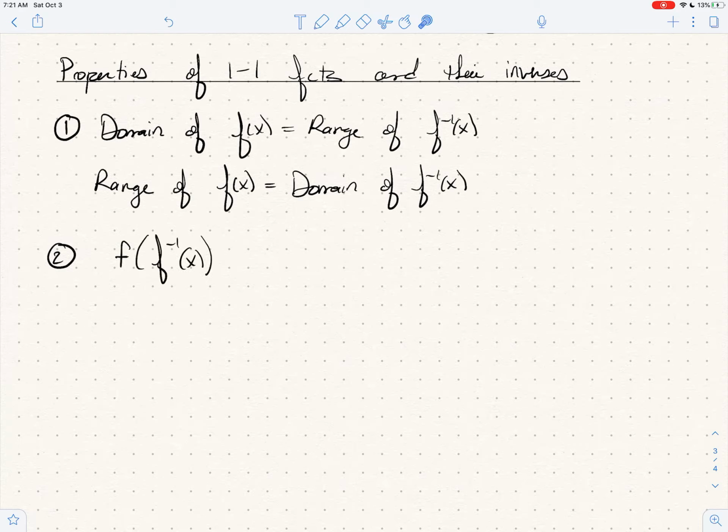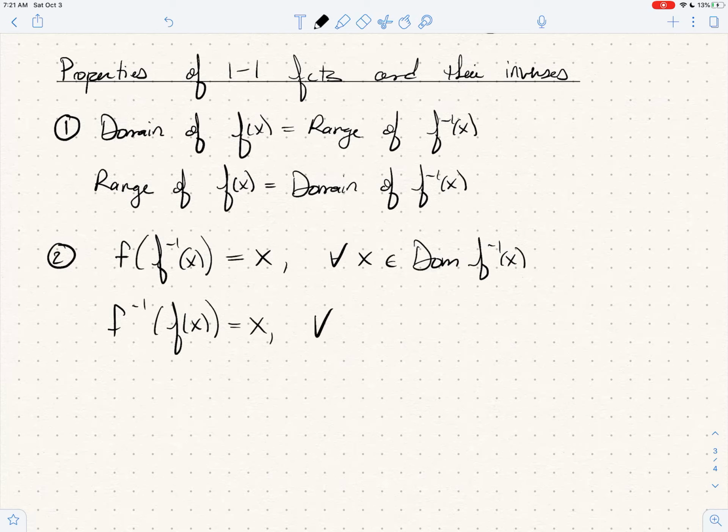When you compose a function with its inverse, that's just x, for all x in the domain of the inside function, which is f inverse. It's always the domain of the inside function. This symbol means for all. So I'm saying for all x in, this is the in symbol, the domain of the inside function. So whenever you see this, this expression always reduces to just x, as long as x is in the domain of this guy. And then it shouldn't surprise you that f inverse of f of x always composes to x for all x in the domain of f of x.